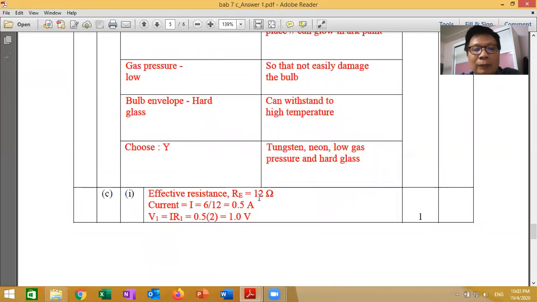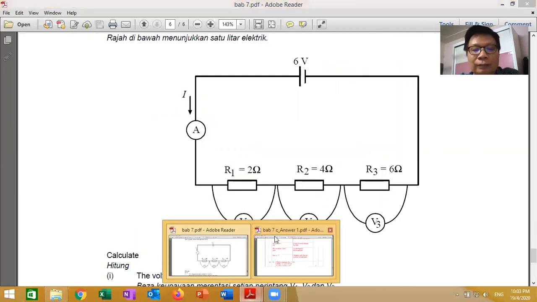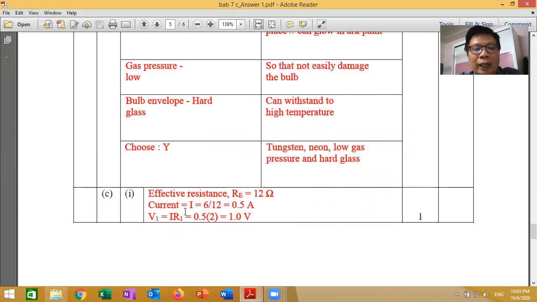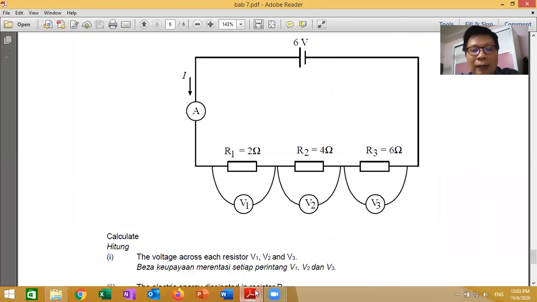The effective resistance: we total up the resistances in series, 2, 4, 6, so 12 ohm. Then find the current first. I equals V over R, 6 volt divided by 12 ohm, so 0.5 ampere. This 0.5 ampere current goes through all the resistors, it is the same everywhere. So you have the current and the resistance, you can find the voltage. Very easy.